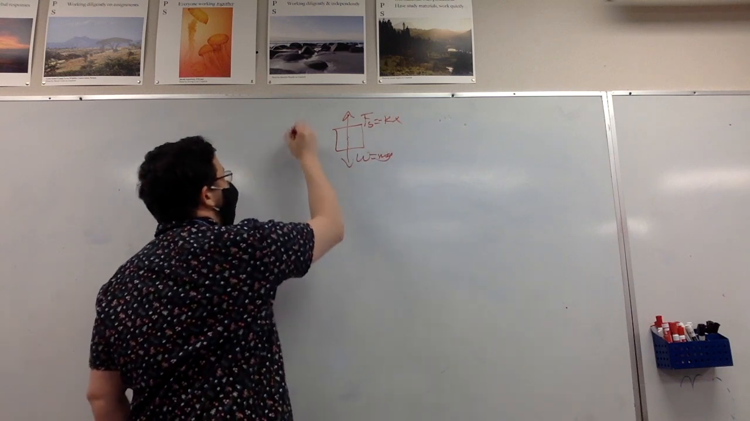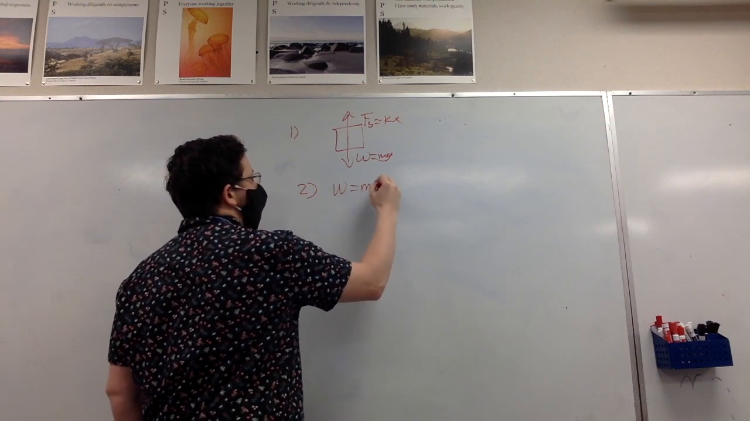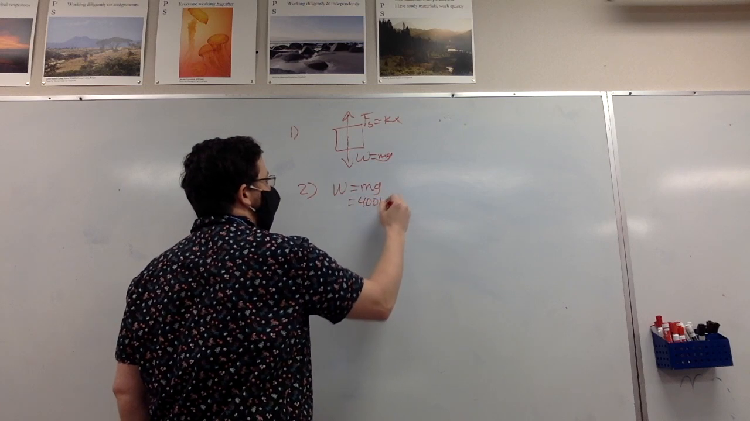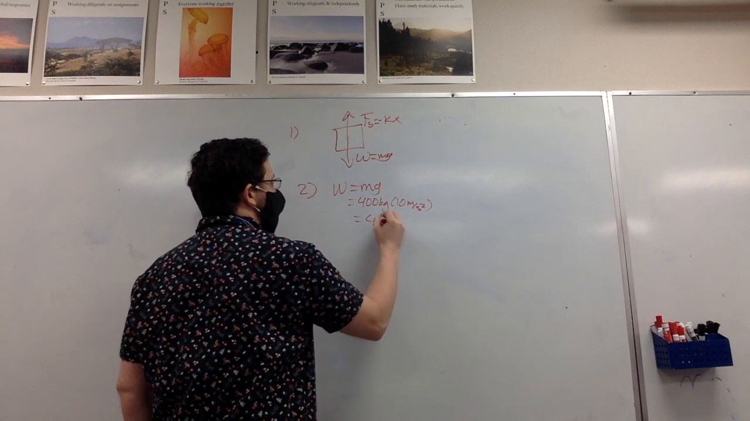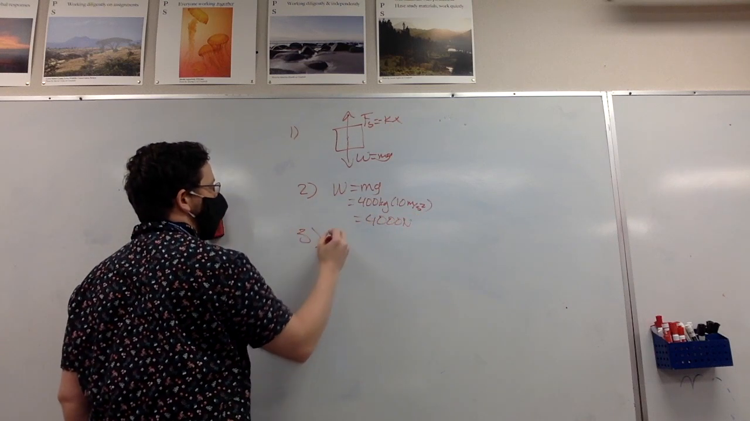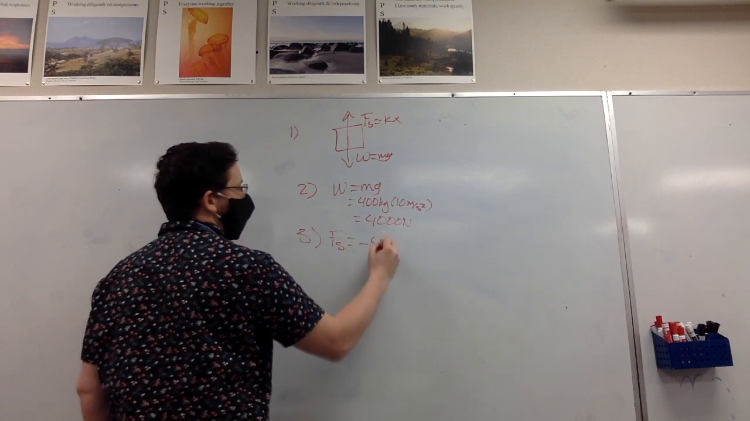So that was part 1. In part 2, we found the weight, right? Which was 400 kilograms times 10 meters per second squared, giving 4,000 newtons. Yep. All right, so now we know how much the spring force would be. It'd be the opposite of that, right? So it'd be negative 4,000 newtons.